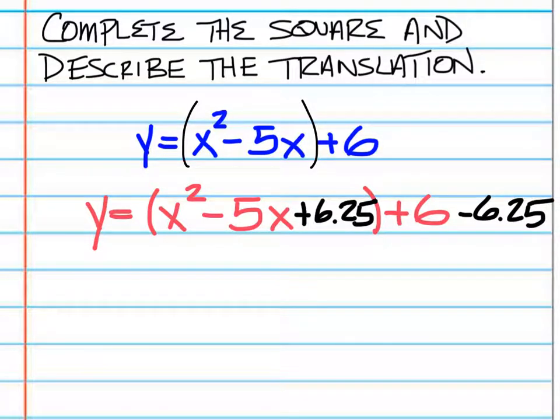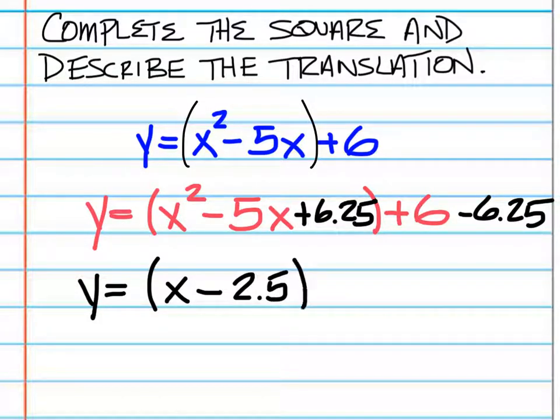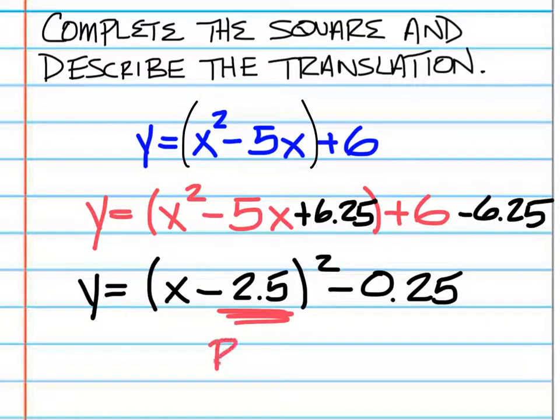You have to put it in completed square form now. Parenthesis, variable, sign from the middle, half of the middle term, close and square. 6 minus 6.25 is minus 0.25. This one goes to the right, 2.5, and down, 0.25.